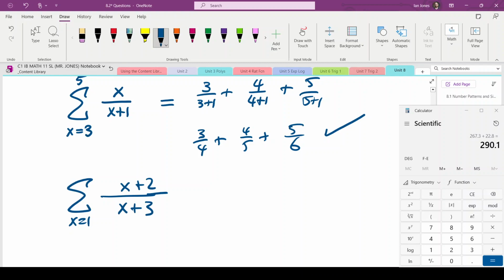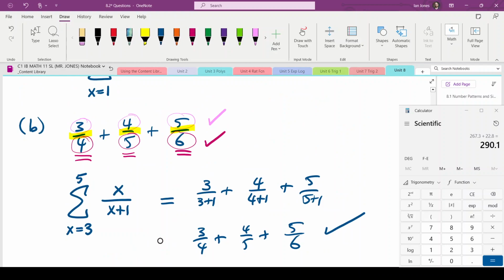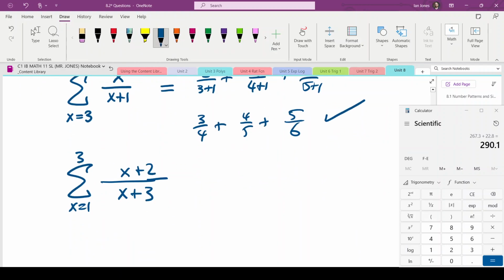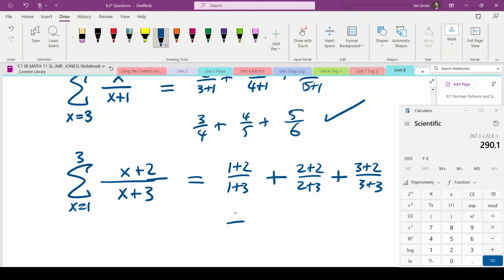How far do I want to go? Well, I have 1, 2, 3 terms. So this should be a 3, right? 3 minus 1 plus 1 is 3. So this gives us 3 terms. And now let's try it out. Put in the 1, I get 1 plus 2 over 1 plus 3, plus, put in a 2, I get 2 plus 2 over 2 plus 3, plus, put in a 3, I get 3 plus 2 over 3 plus 3. That's going to give me 3 over 4 plus 4 over 5 plus 5 over 6. Bingo. Okay, so that's another expression.